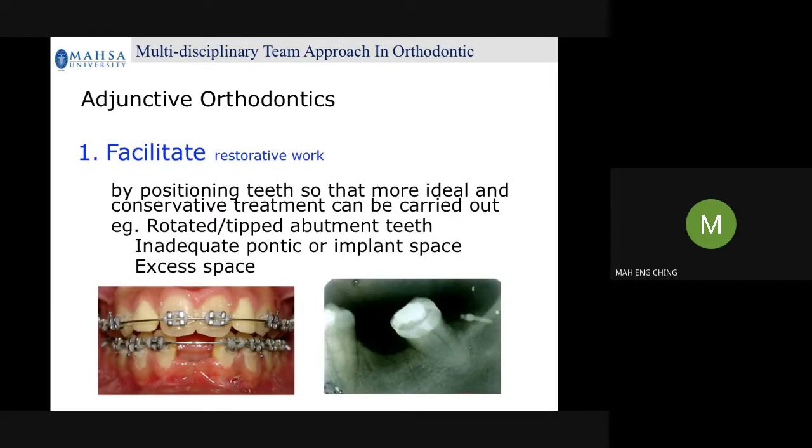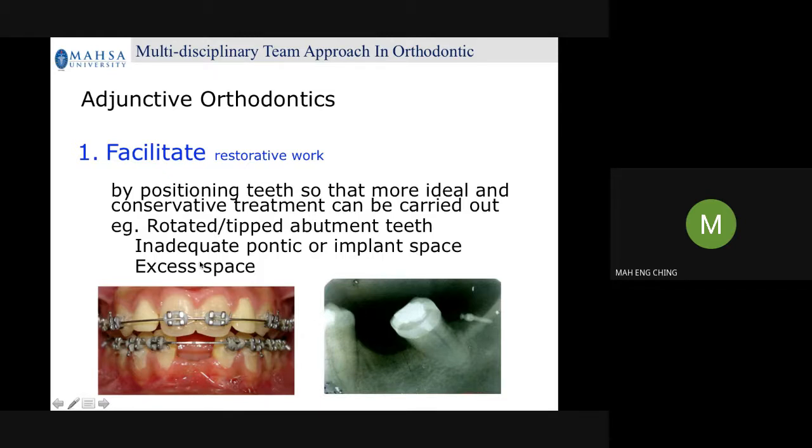The first one is that it can facilitate the restorative work, by positioning the teeth so that a more ideal and conservative treatment can be carried out. For example, rotated or tipped abutment teeth. If you want to cut them to become a bridge, then usually you have to tip them back to the vertical position, so when you cut the crown, you won't expose the pulp.